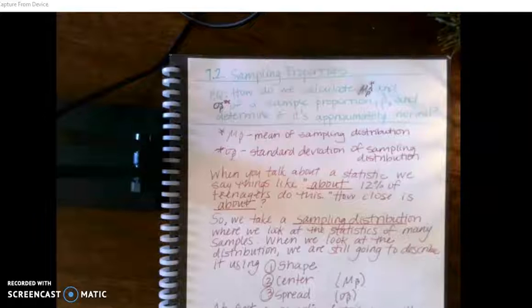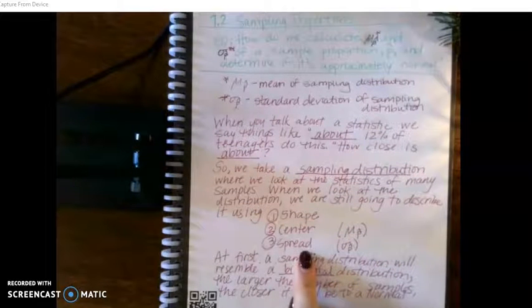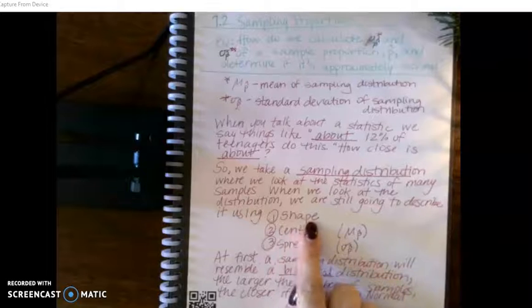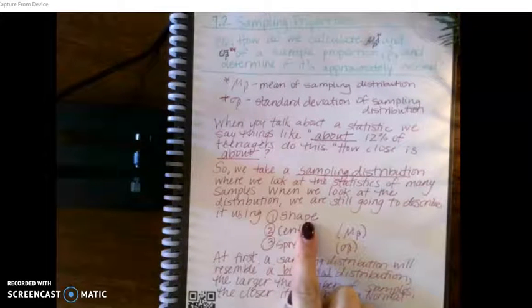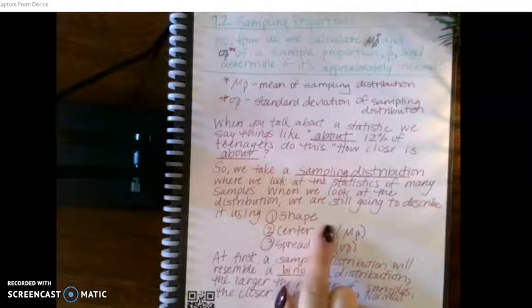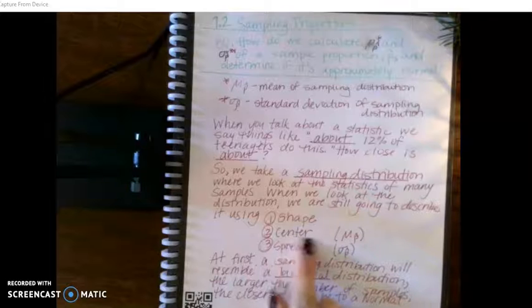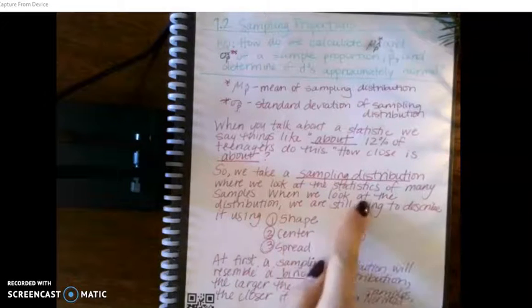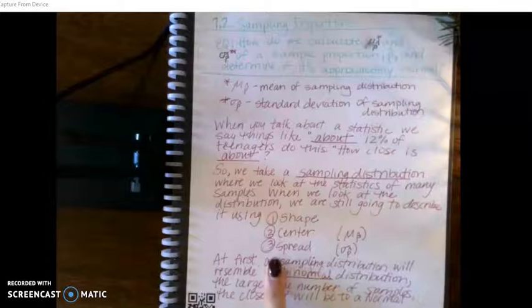And when we look at the distribution, we are still going to describe it using our shape, our center, and our spread. And remember that shape we're talking about, is it unimodal, is it bimodal, is it bell-shaped, is it skewed left, is it skewed right? These are our shape terms, right? Center, that's where you talk about the mean and the median. And for sampling distributions, to talk about the center, we're going to talk about the mean, the mu sub p hat. All right, and for the spread, we're going to talk about IQR, range, maxes, and mins.